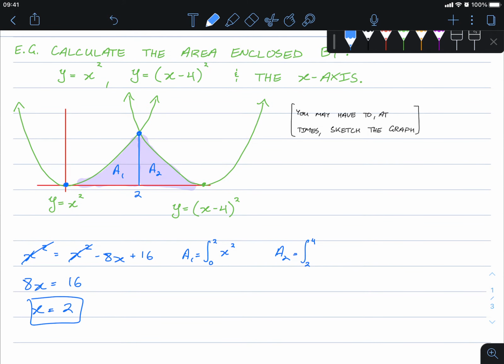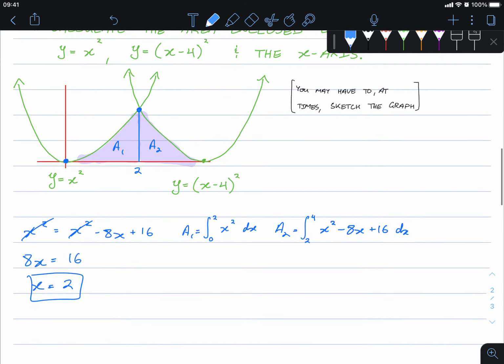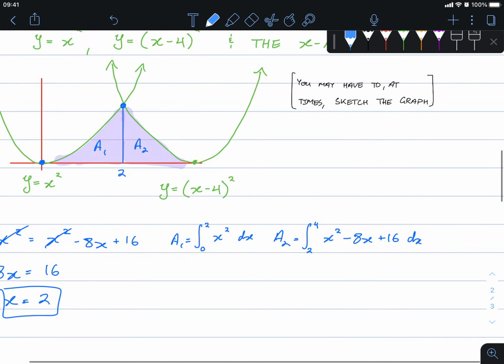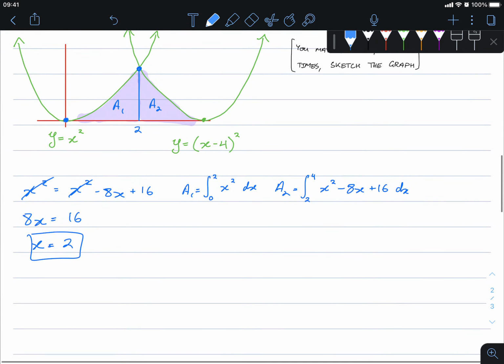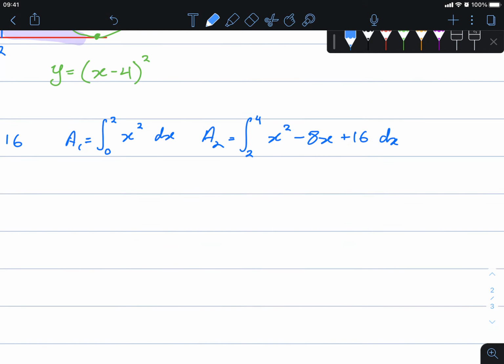of, since we've already expanded it, let's use the expanded form here. That's x squared minus 8x plus 16 dx. Sorry, I forgot the dx there. And all I'm doing there is finding the area below this curve here, which is expanded prior. So now it's just a matter of integrating both and adding the solutions of both of them.